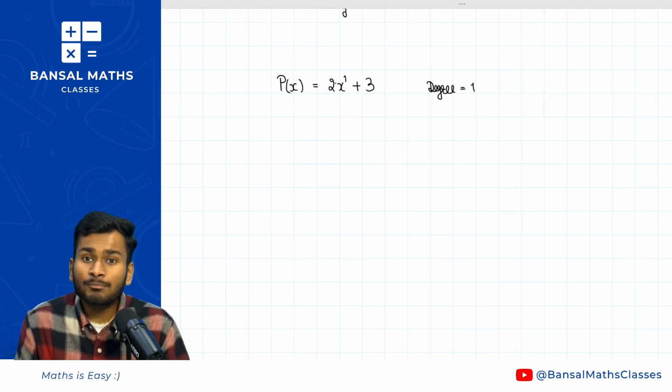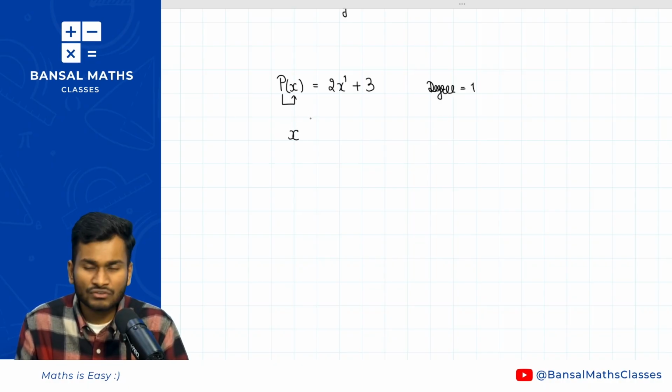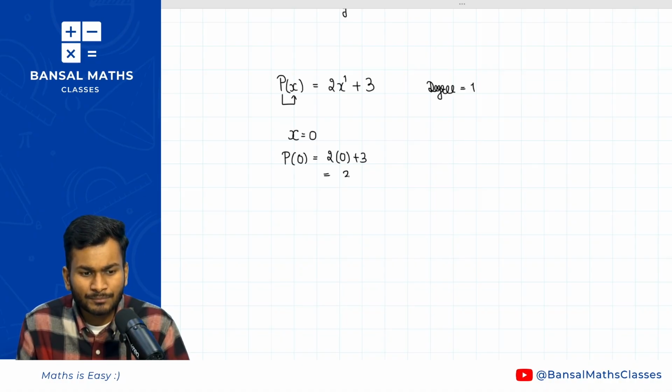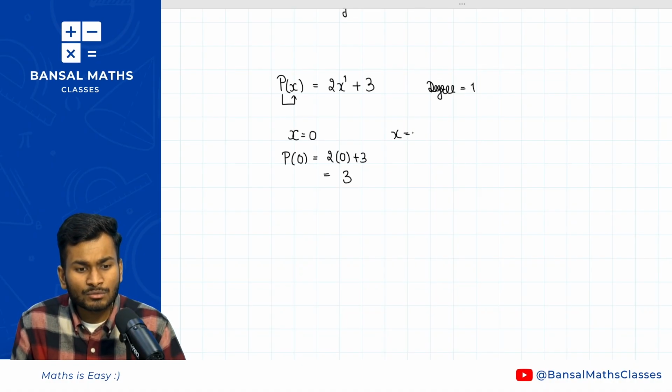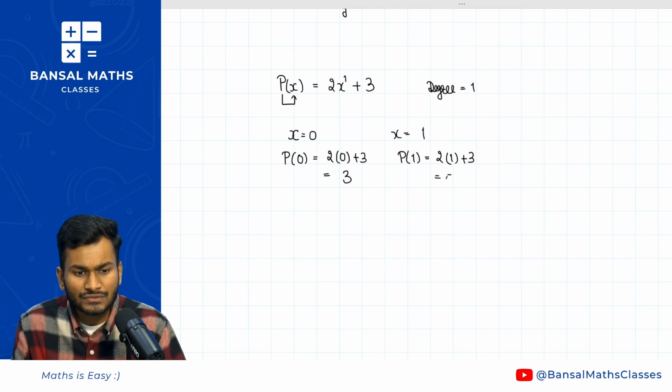Therefore, this is a linear polynomial in terms of x, 2x plus 3. Correct? Now, you might have studied values of polynomial. If x is 0, find p of 0. You can say that p of 0 is nothing but I just have to replace the x value with 0. It becomes 3. If x equals 1, find p of 1. You can say that p of 1 will be 2 plus 3, which is 5.